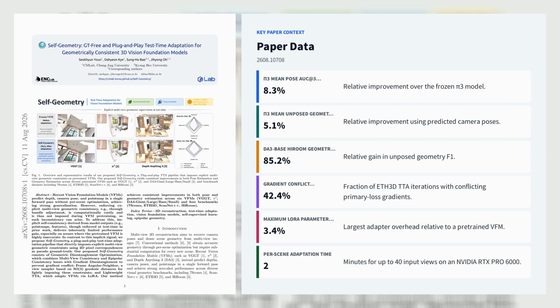On Pi3, mean pose AUC at 3 rises by 8.3% and unposed geometry F1 by 5.1%. On HiRoom, the gains for DA3 base and DA3 small reach 85.2% and 70.4%. Gradient conflict occurs in 42.4% of TTA iterations, motivating the proposed disentanglement. LoRA adds only 0.7% to 3.4% parameter overhead, and adaptation completes in 2 minutes for up to 40 input views on a single NVIDIA RTX Pro 6000.